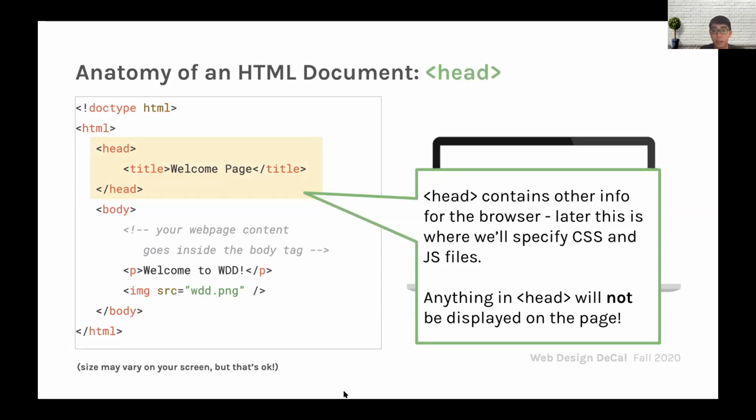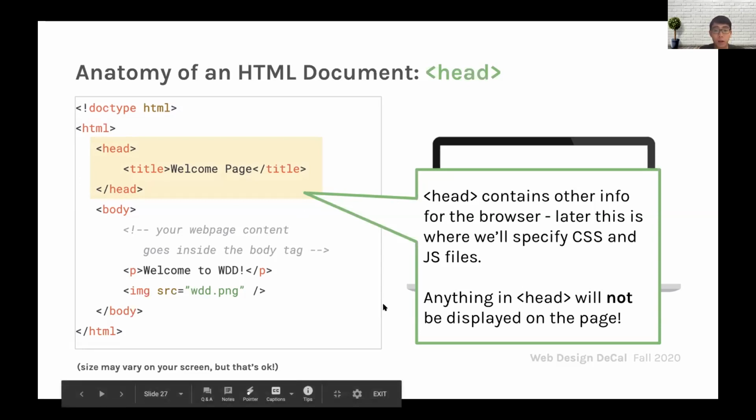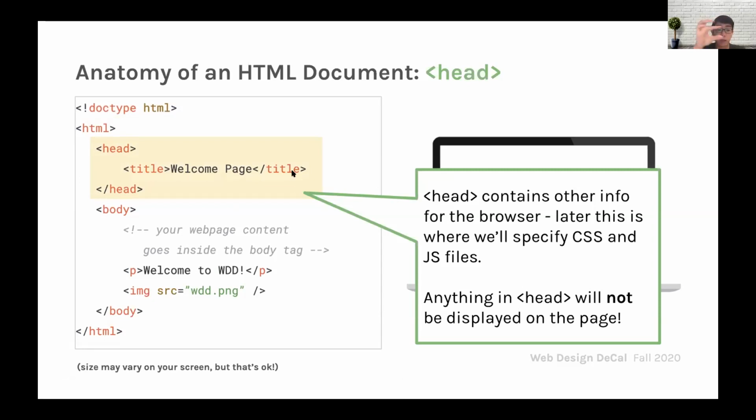So the head contains things that you typically don't see rendered on a page. For example, the title, that's, as I mentioned, the name of the tab that you see. So if you have multiple tabs open, you'll see a name. For example, I think for our portal, it's called web design decal or something super general like that. But this is also the location where we link our CSS files and JavaScript files. If you don't know what that means, that's fine. We'll discuss that next week.